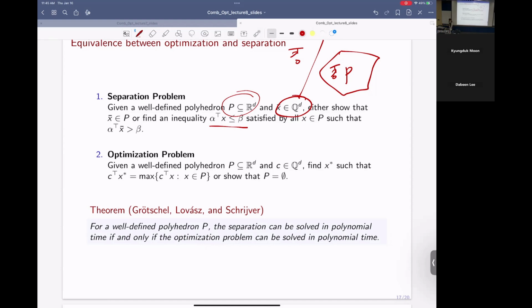And the optimization problem is, you are given this polyhedron P, and I want to, let's say, maximize a linear function c transpose x over the points in P. So this is the optimization problem. These are two separate problems. But what Grötschel, Lovász, and Schrijver proved using the ellipsoid algorithm is that the separation problem can be solved in polynomial time if and only if the optimization problem can be solved in polynomial time.